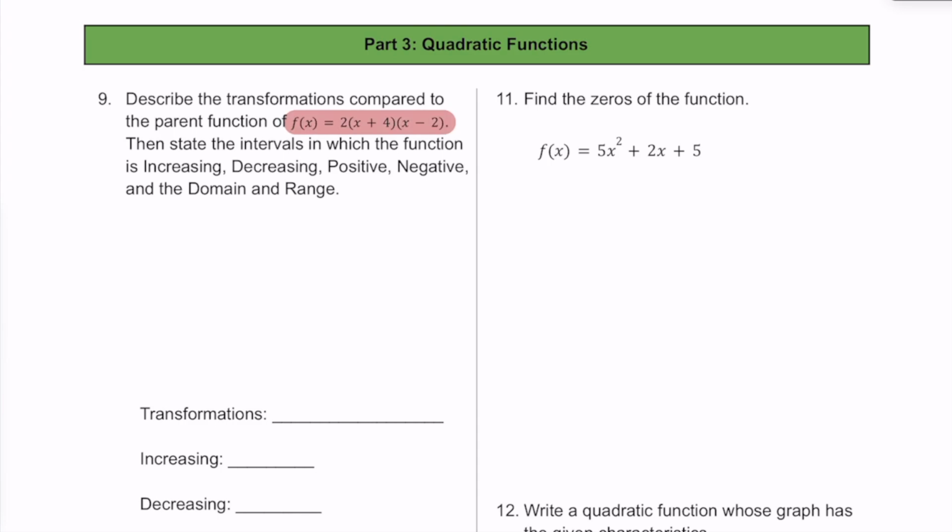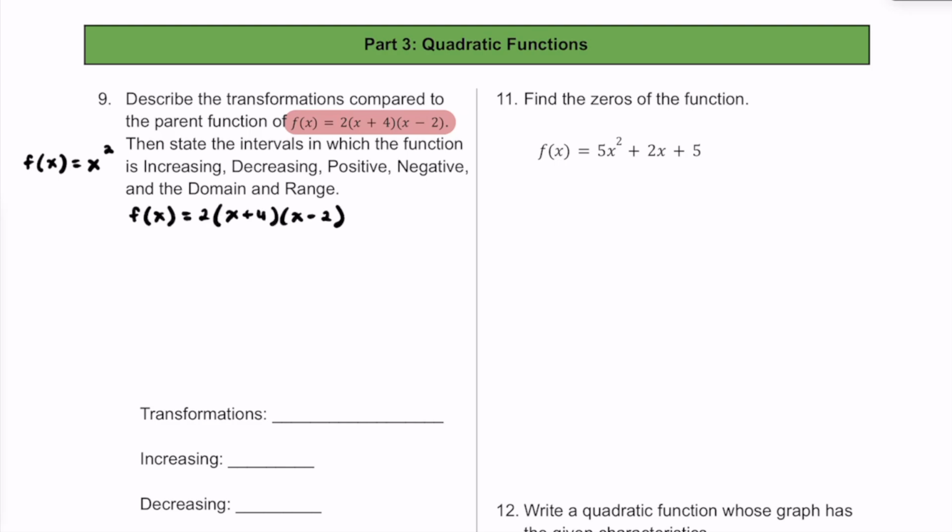All right, so we have this function here, and if you look closely, you can notice that it is a quadratic function. So that means the parent function is going to be x squared. So this is just a parabola. So we're going to see what kind of transformations happen to this parabola to get the one that we have in this particular problem.